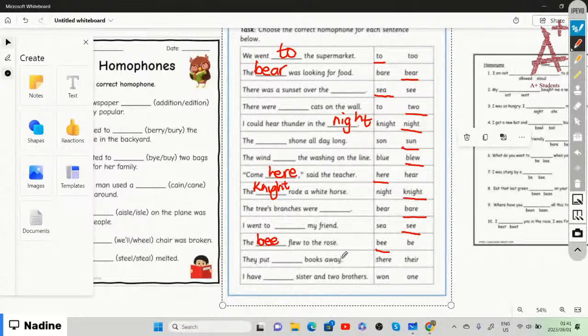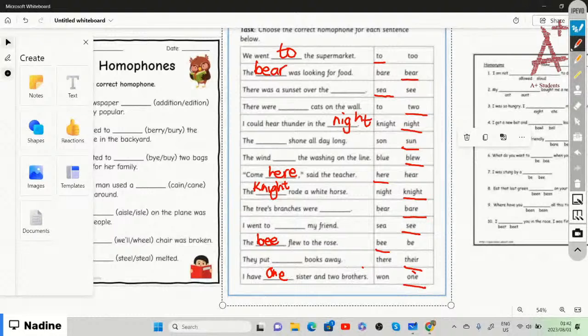And they put their books away. Is it there, which shows over there, or their, which shows it belongs to them? We'll choose their, T-H-E-I-R, which means they put their books away, belonging to them. And I have one sister and two brothers. Is it won, W-O-N, or one, O-N-E? We are choosing one. So I have one sister and two brothers.